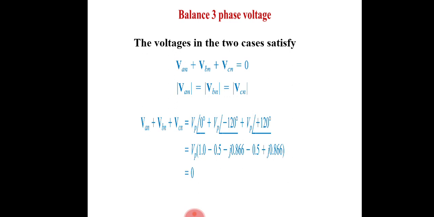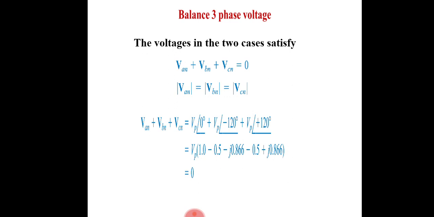Now convert polar form into rectangular form. So here, how do we convert polar form to rectangular form? VP with angle 0. So here we write VP cos 0 plus jVP sin 0. Okay. So here cos 0 is equal to 1 and sin 0 is equal to 0. So here VP.